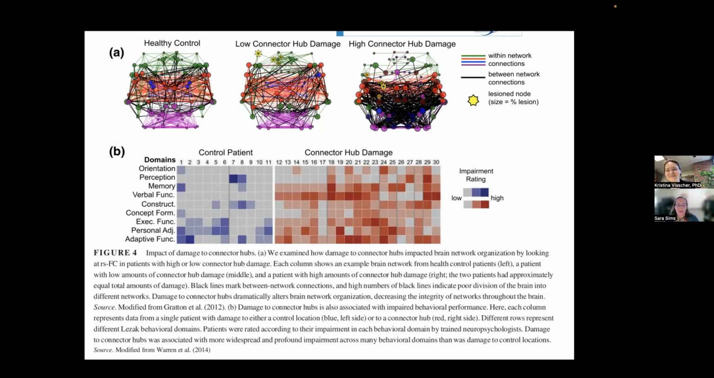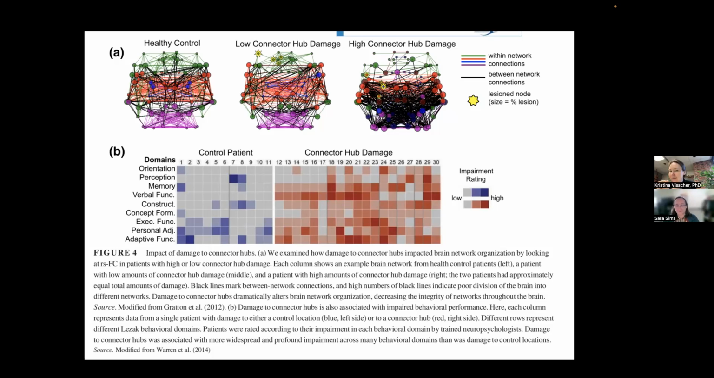And I know that you do work in plasticity. And that's obviously something that we care about. We hope we can help our patients adapt. And so can you tell us a little bit about how the brain adapts to issues that happen in networks? Absolutely. So that's a current direction of research.